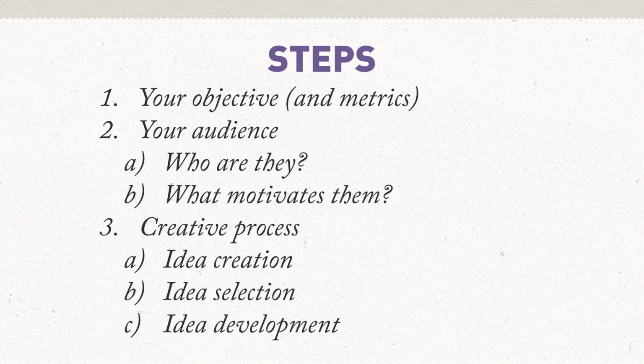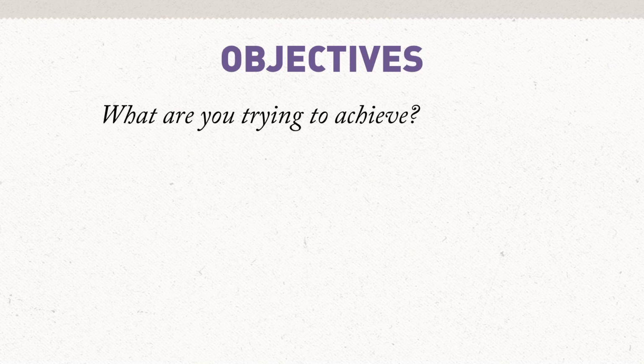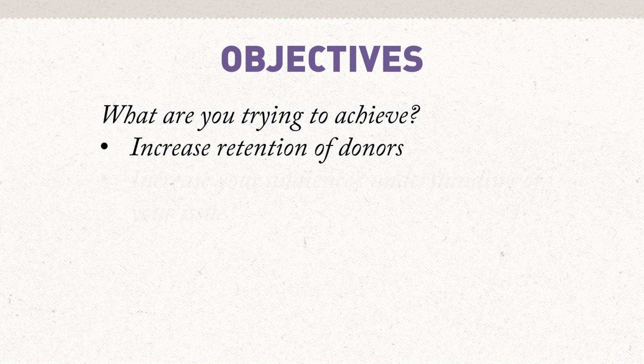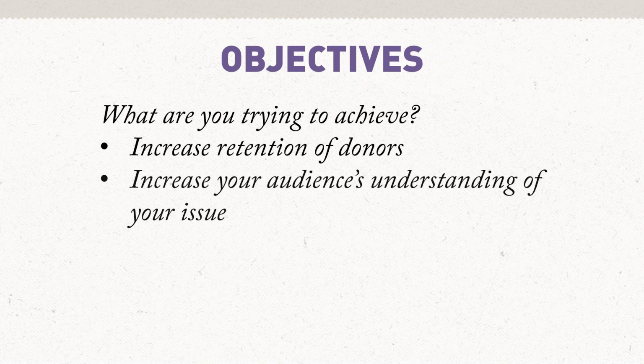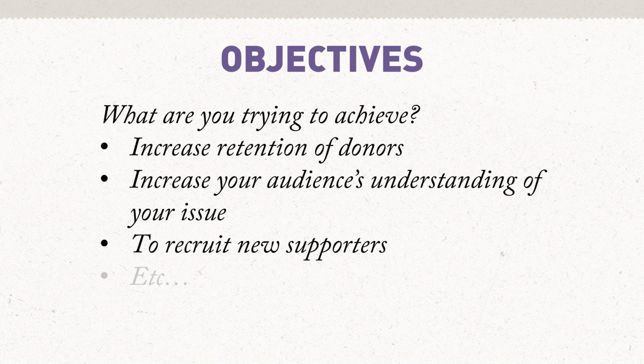So to dive into that in a little bit more detail, objectives, I mean, that's quite obvious. What are you trying to achieve? For example, maybe your engagement action is trying to increase the retention rate of donors. Maybe you're trying to increase your audience's understanding of the issue. Maybe you're trying to recruit new supporters. There are so many different objectives you could achieve with an engagement action. But it's really important you know what yours is.